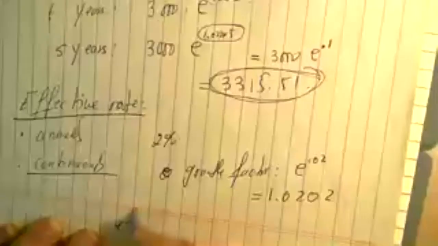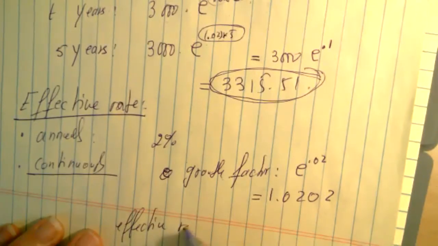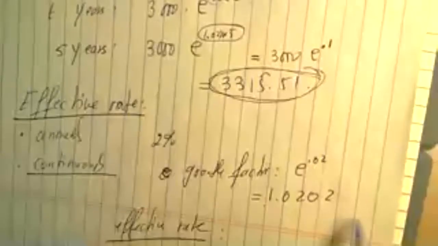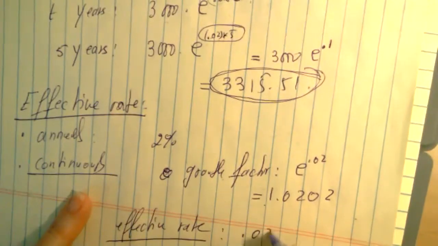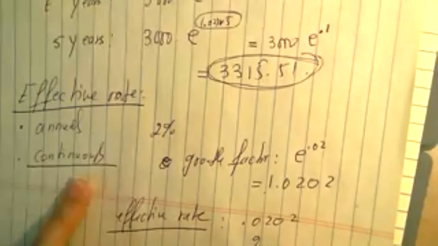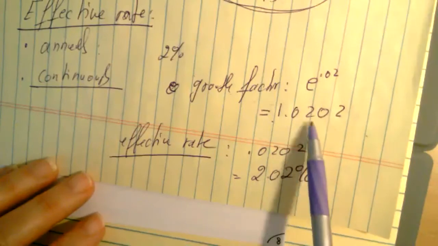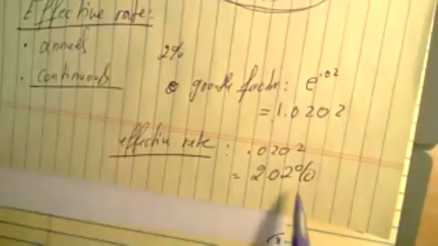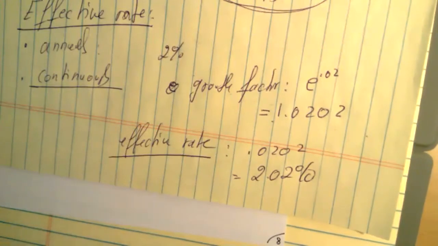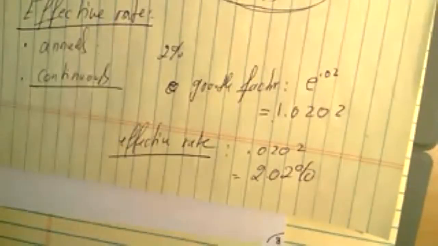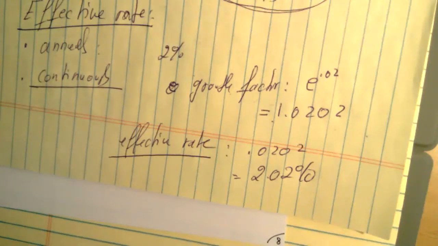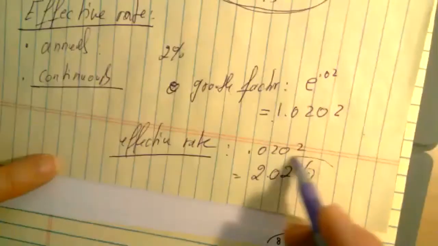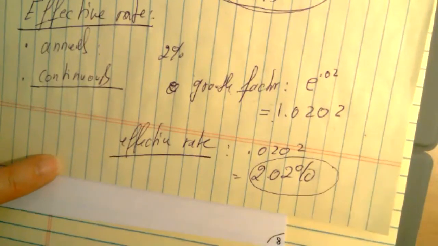It means the effective rate is going to be the growth factor minus 1.0202. It means 2.02%. So this tells me by how much we multiply every year, and this tells me effectively I'm getting 2.02%. So 2% compounded continuously is equivalent to 2.02% compounded annually.